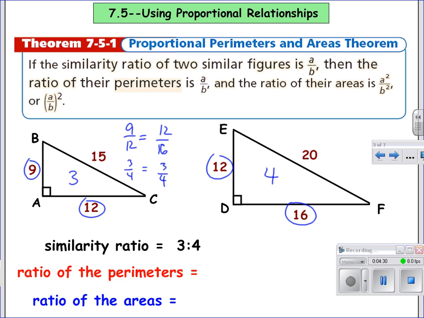Well, if the similarity ratio is 3 to 4, guess what? The ratio of the perimeters. Let's check out the perimeter of ABC. So 9 and, or let's go 15 and 12 is 27. I got 36 on the perimeter over here. And I got 16 and 20 is 36 over here, plus 12 is 48 over there. So lo and behold, 36 to 48, that's 3 over 4 as well.